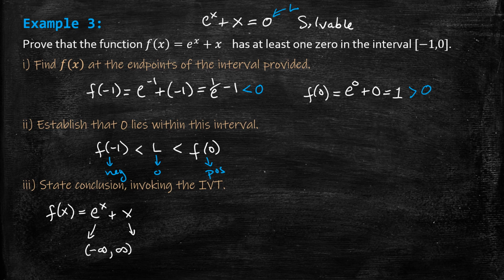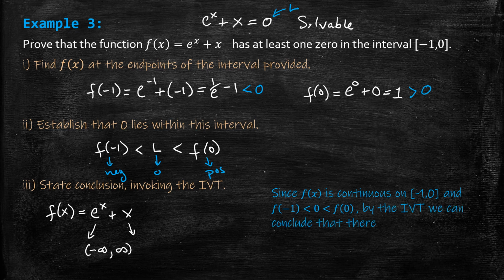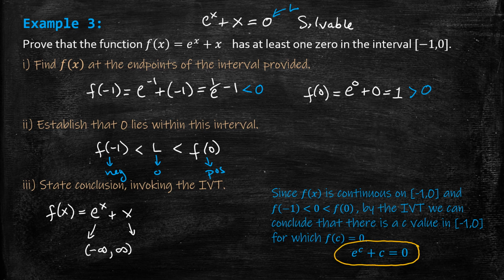So with all that established, we can then state the conclusion. Since f is continuous on [-1, 0], and 0 lies between the two endpoints, we can invoke the IVT and conclude that there is a c value in that interval [-1, 0] for which f of c equals 0. And what that boils down to is that we have proven that there is a solution to this equation in the interval [-1, 0].